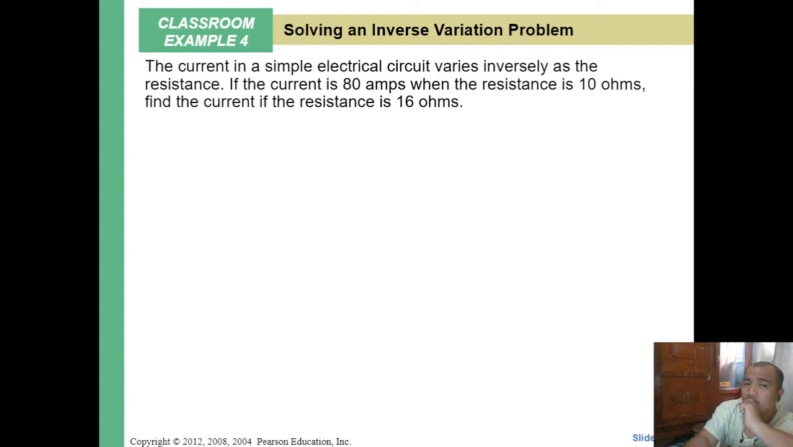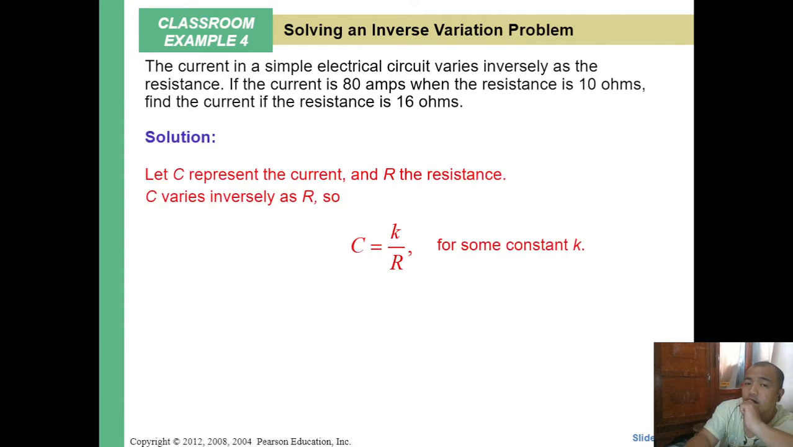The current in a simple electrical circuit varies inversely as the resistance. If the current is 80 amps when the resistance is 10 ohms, find the current if the resistance is 16 ohms. First, let us write the equation. C equals k over R. These are the given variables. C represents the current, R the resistance. It says here that C varies inversely as R, so our equation is C equals k over R, for some constant k.